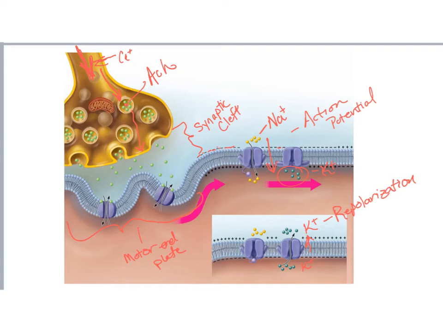We have a repolarization as the potassium leaks out because we're putting those positive ions back out. Now they're not sodium, but we're putting those potassium ions back out in the extracellular fluid, and that restores the polarity across the membrane. Okay?